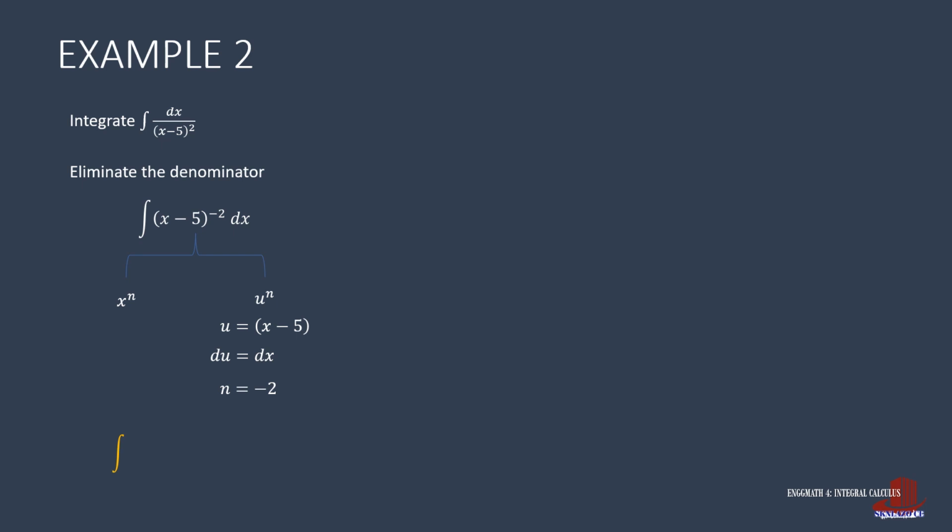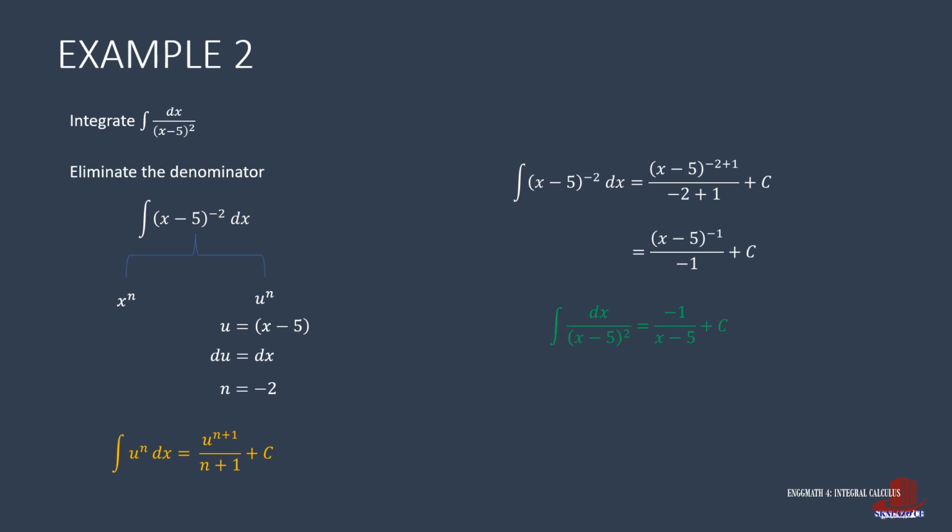After identifying the parameters, use the general power formula to come up with the quantity of x minus 5 raised to negative 2 plus 1 over negative 2 plus 1, and then add c. This is simplified as x minus 5 raised to negative 1 all upon negative 1 plus c. And to keep a positive exponent, place the final integration as negative 1 over x minus 5 plus c.